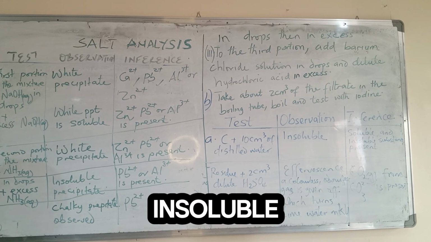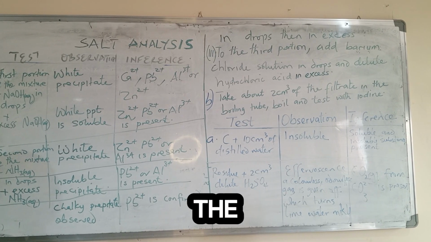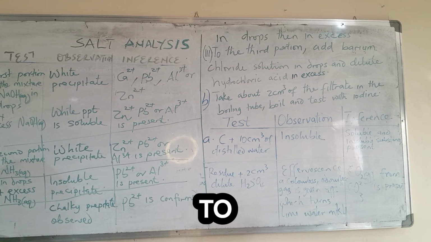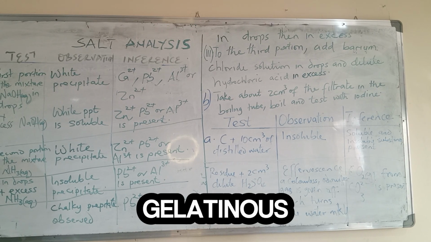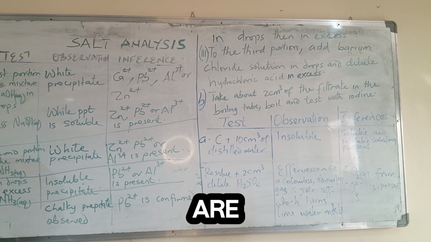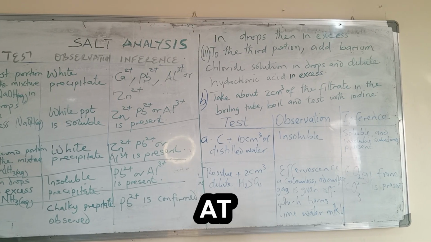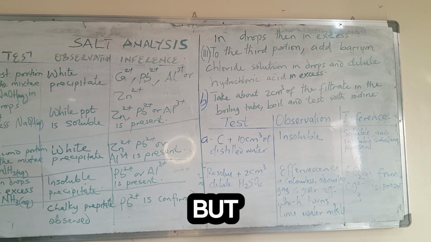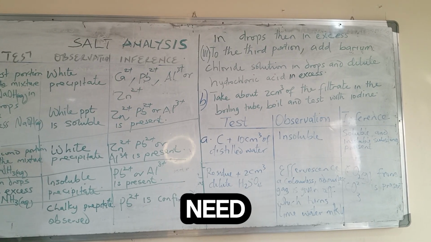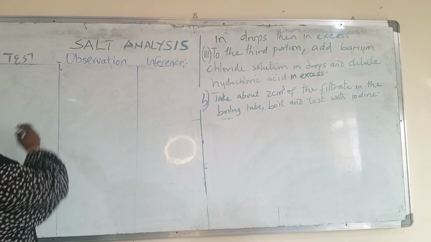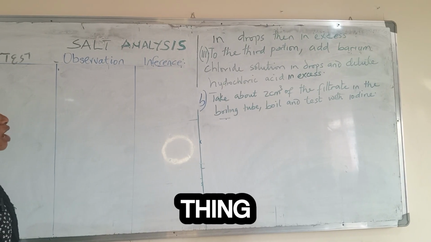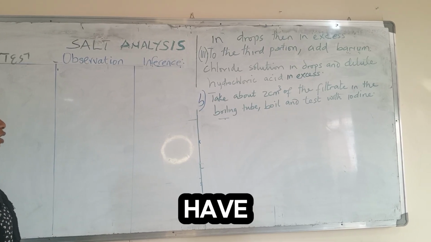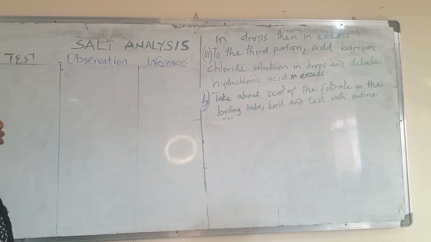So if we have an insoluble precipitate after adding excess ammonia solution, then you have confirmed lead-2 ion, unless it is gelatinous, which we are not interested in today. Only the lead-2 we want to confirm as a cation first. If you want to know the other ones, I've explained everything. Now, the next thing is to go to the third portion of the mixture that we obtained before.